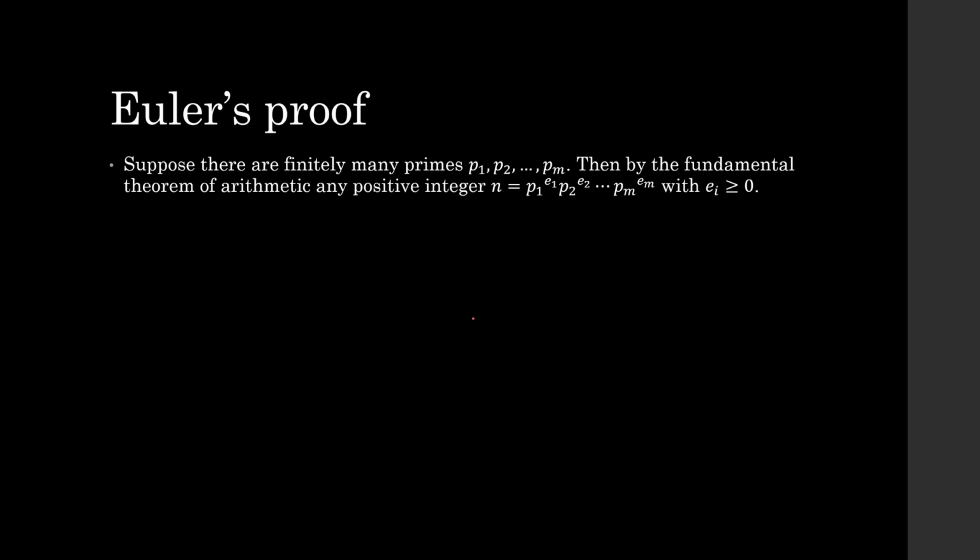So, Euler's proof. We're going to suppose, once again, that there are finitely many primes, p1, p2, all the way to pm, and this is the exhaustive list of all primes. And so by the fundamental theorem of arithmetic, any positive integer n is equal to some power of p1, p1 to the e1, times p2 to the e2, all the way times pm to the em, with all of these e's bigger or equal to 0. And if I don't want to include any of these primes in the factorization, I can just set the exponent equal to 0.